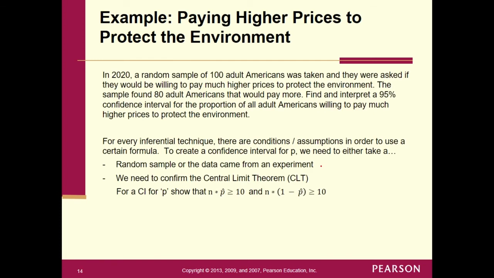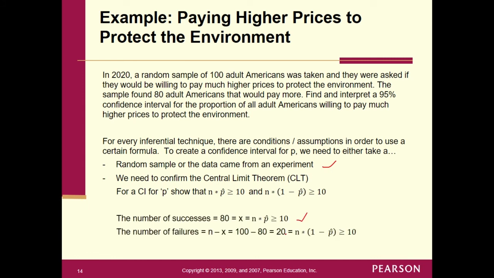So let's see. We took our random sample, check. We checked onto this, right? We got 80. We got number of failures is 20. That's greater than or equal to 10. Check mark, right? Since both are true, the central limit theorem implies the sampling distribution of p hat is approximately normal. Hey, we can use the formula that we've been using.